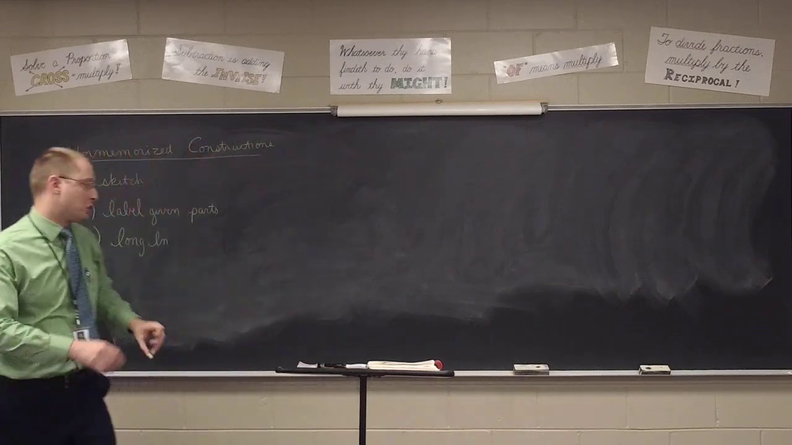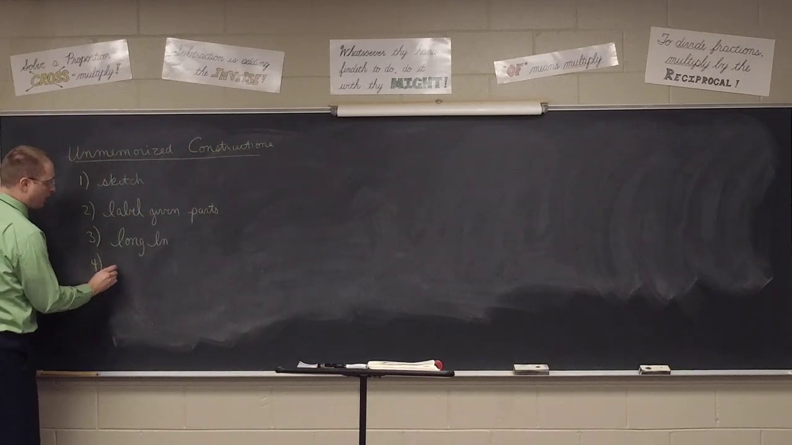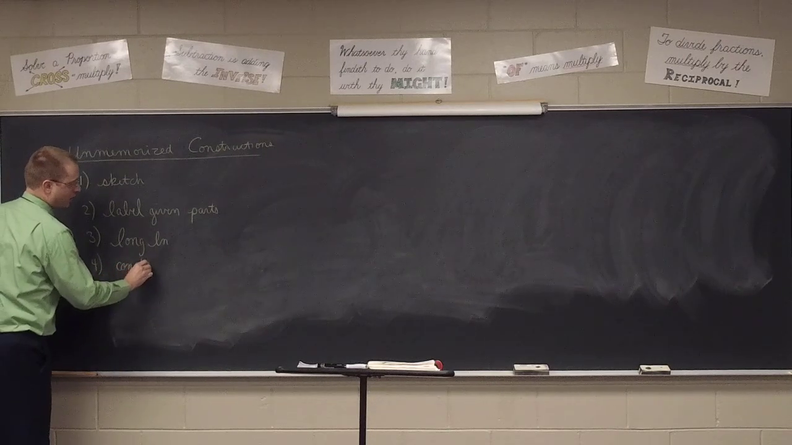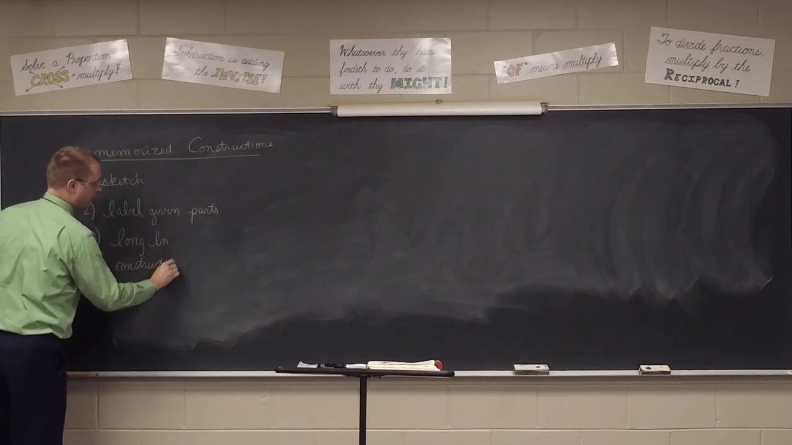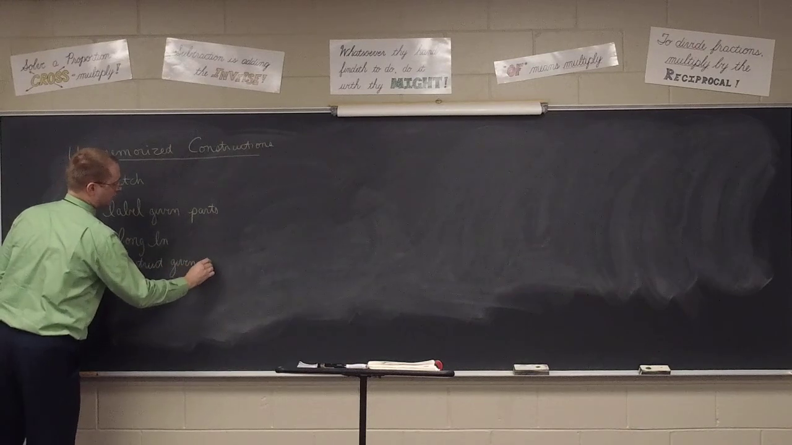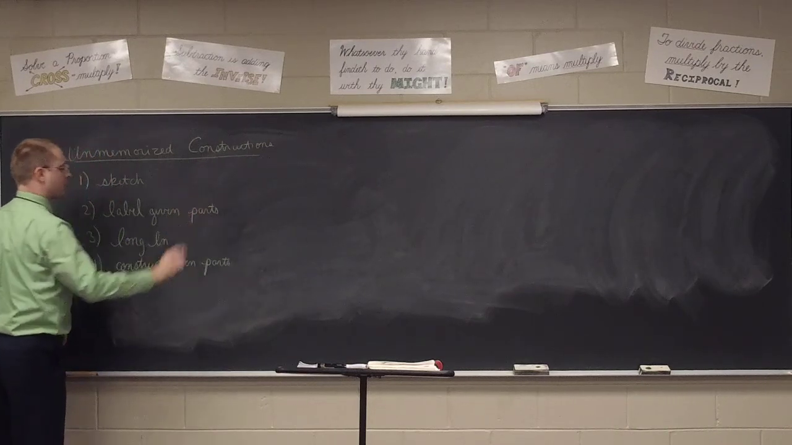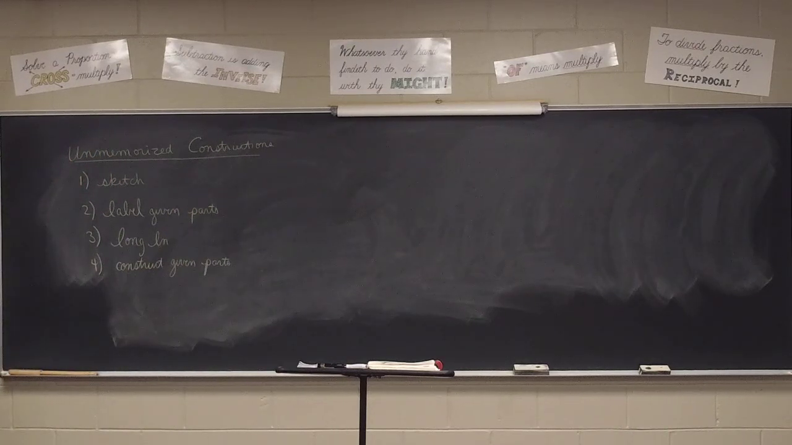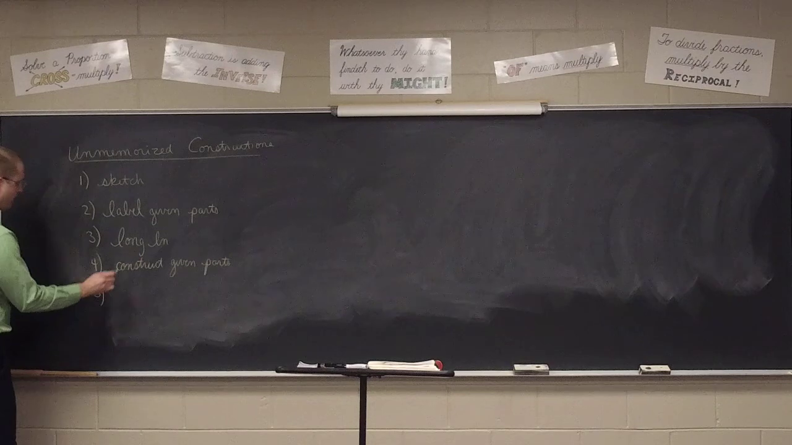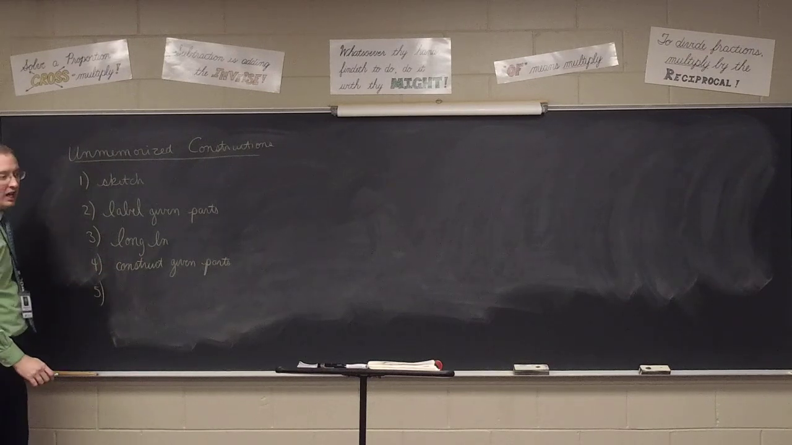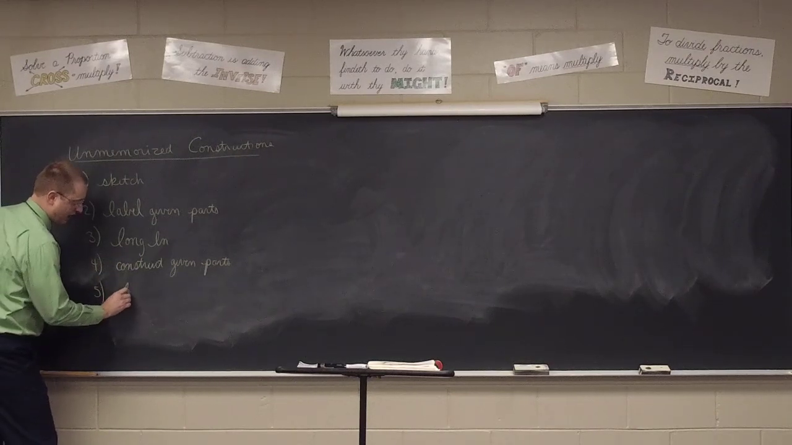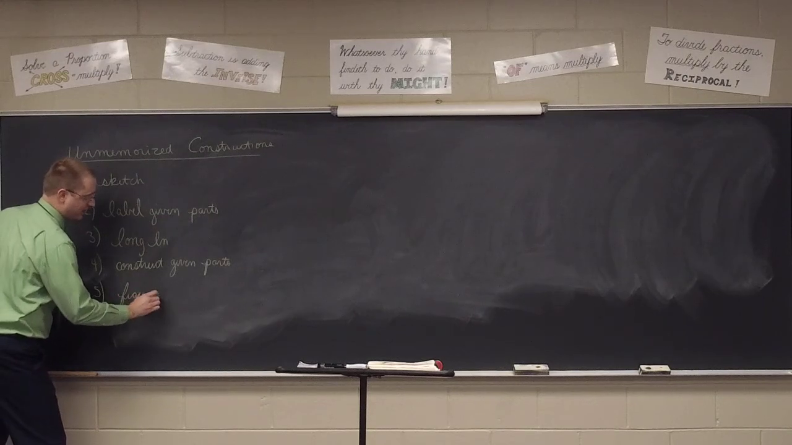Number 4 is to construct the given parts. You will have already labeled on the sketch where the given parts are. That should help you to figure out how to construct the given parts on this baseline, this long line you've drawn. And then number 5, this is the part I love. Determine a way to finish, or I'll say on the board, figure it out.